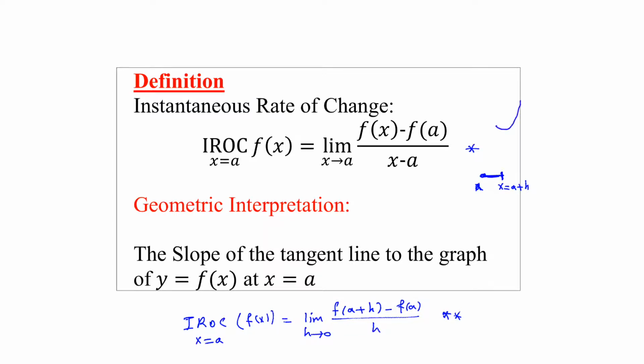If we look at the geometric interpretation, we'll see as h approaches 0 or x approaches a, the secant line is changing to the tangent line. Therefore, the geometric interpretation of the instantaneous rate of change is the slope of the tangent line to the graph of y equals f of x at x equals a.